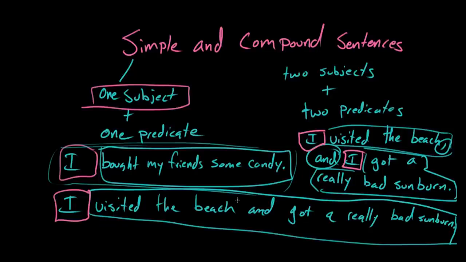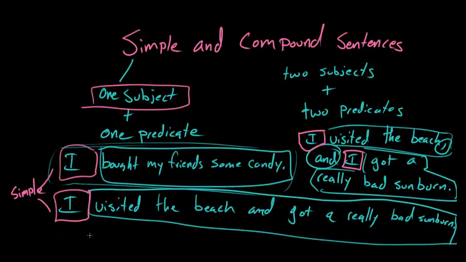But what you're saying is I couldn't divide this up into two sentences unless I put in another subject. Right. You can say I visited the beach, and that can be a sentence on its own. But you can't say and got a really bad sunburn as its own sentence. So both of these things are simple. Even though this is a compound predicate, it's technically one predicate.